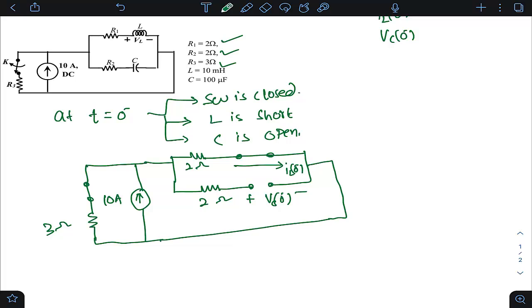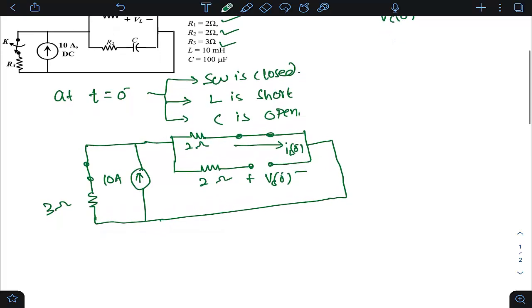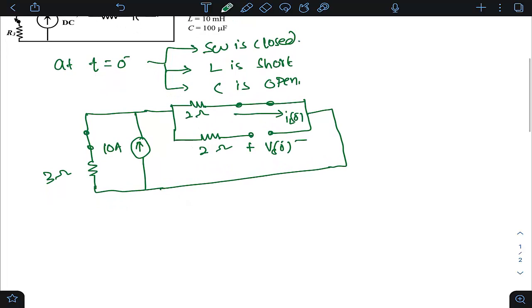Yes or no? Now first let us find what is IL(0 minus). Once you get IL(0 minus), you can easily get VC(0 minus). So IL(0 minus), how do you get it? You need this current, right? This is what IL(0 minus) is. Because this path is open, this branch current is 0 ampere. So this branch current is IL(0 minus), and this branch current is also IL(0 minus).